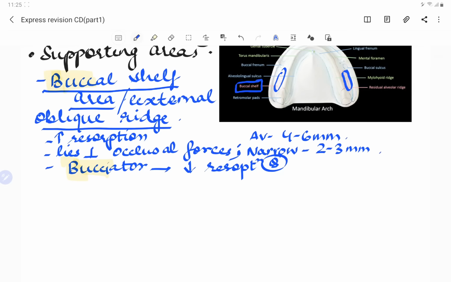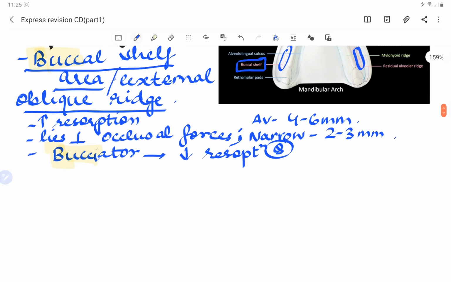But when the crest of the ridge is almost flat, the buccal shelf area is almost attached to the crest of the ridge. That means the buccinator is almost attached to the crest of the ridge. You will ask, ma'am, the buccinator muscle is attached to the buccal shelf area, so why are we covering it? Because this muscle is inactive, therefore we can cover it by the denture. Okay, so this is about the buccal shelf area.